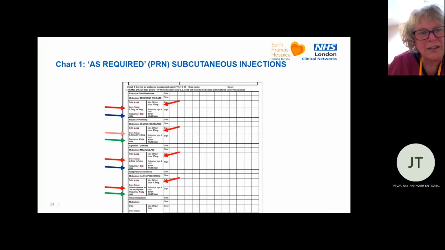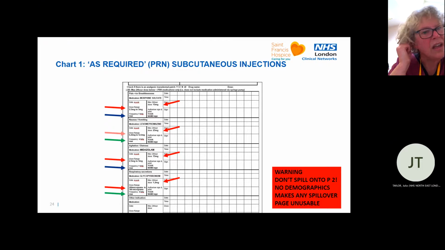And in terms of maximum 24-hour dose, the max has to make sense. It can't be an outrageous wild max, but it also can't be too small a maximum. And I'll expand that in a minute and talk you through each of the drugs. And just as a warning, you can't go on to page 2 of this MAAR's chart. If you spill over onto page 2, there are no demographics on page 2, so page 2 becomes useless. If you haven't enough space to authorise what you want to authorise, you must use a second chart.